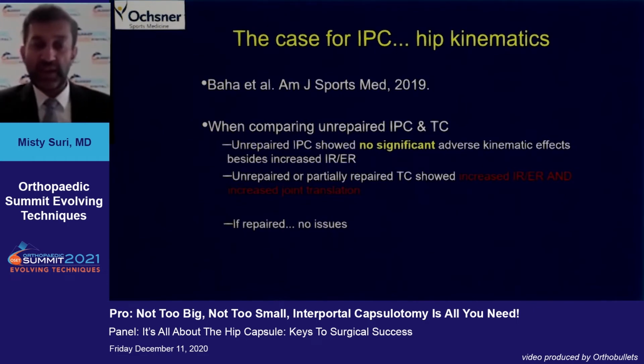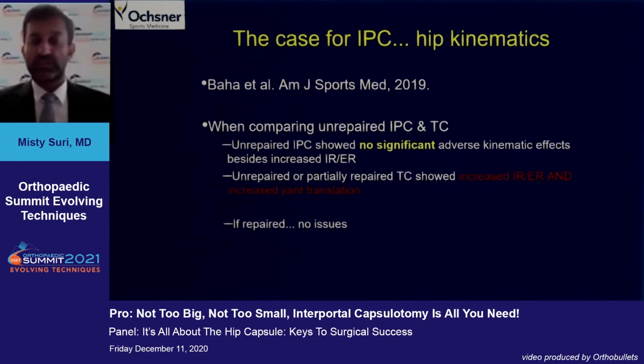changing hip kinematics. And this seems to bear out in our biomechanical data with this cadaveric study that looked at eight cadaver hips with 7 capsular conditions. One was intact, one was with portals, one was with the interportal capsulotomy, one was interportal capsulotomy with repair, one was a T-capsulotomy, one was a T-capsulotomy with partial repair, and then T-capsulotomy with full repair.